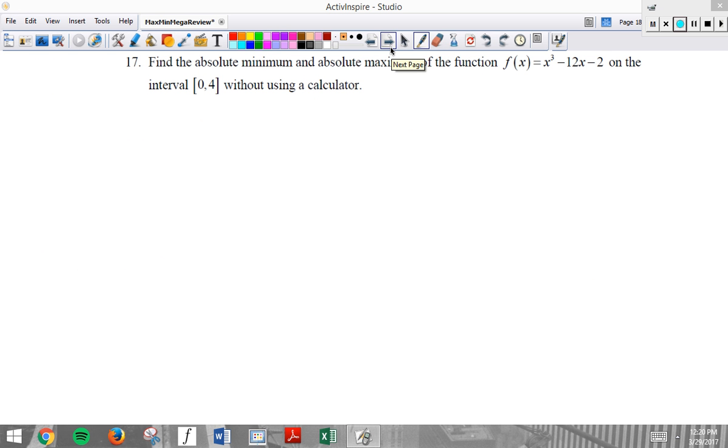Absolute minimum, absolute maximum of this function. Do your best. Try it. Write it on paper. Go. Alright, if you need a hint, now pause it. Now try. So as soon as I see the word absolute, I'm thinking candidates test.